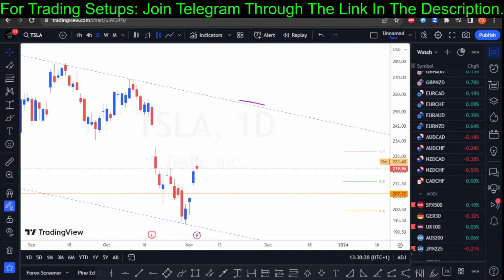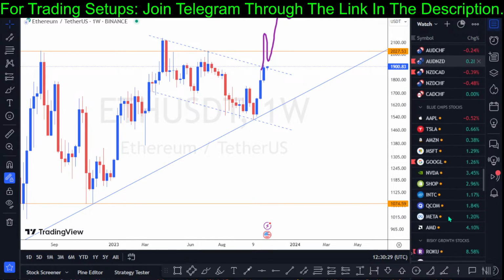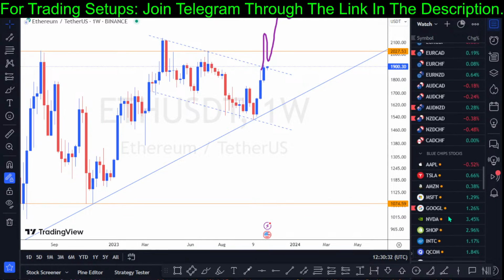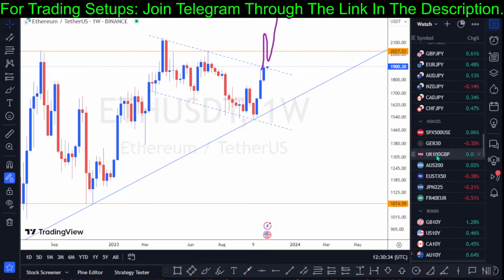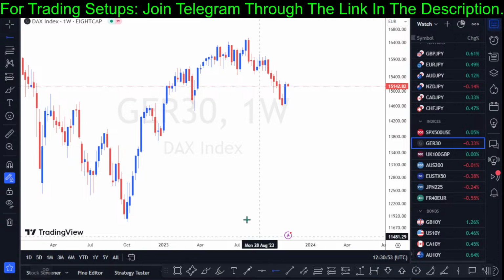Let's check German 30. What do we have on German 30? I'm looking out for a potential long entry based on what I have on the weekly chart. You can see the strong bull bar last week, which can be tagged together with the previous 2 weeks' bars as a 3 inside up candlestick at a potential key level structure.